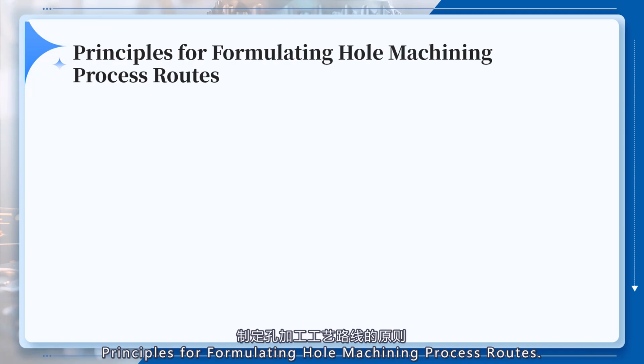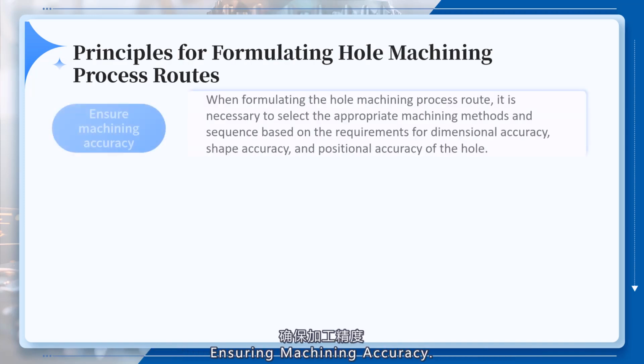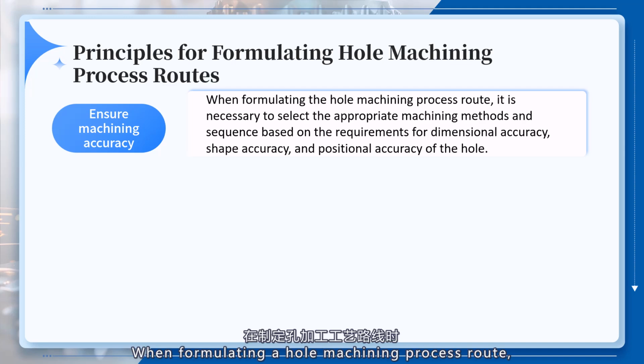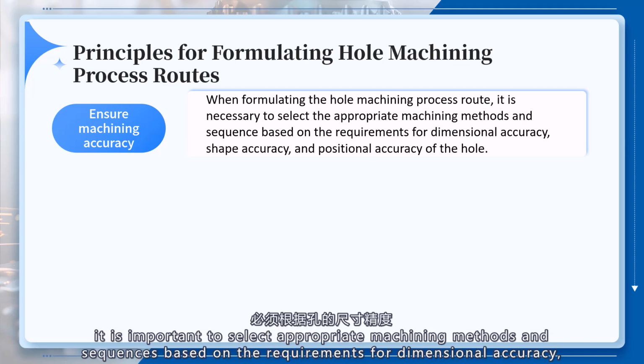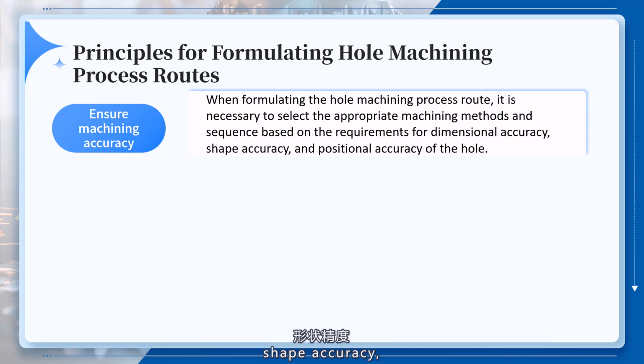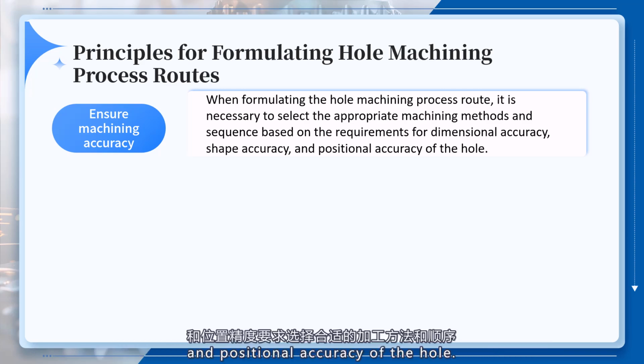Principles for formulating hole machining process routes. Ensuring machining accuracy. When formulating a hole machining process route, it is important to select appropriate machining methods and sequences based on the requirements for dimensional accuracy, shape accuracy, and positional accuracy of the hole.